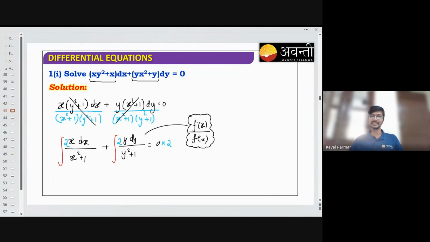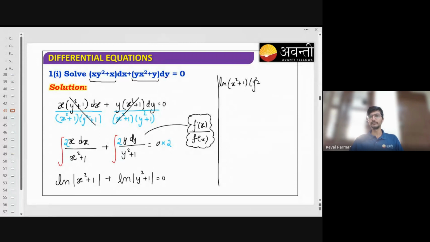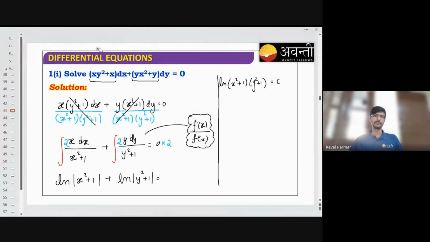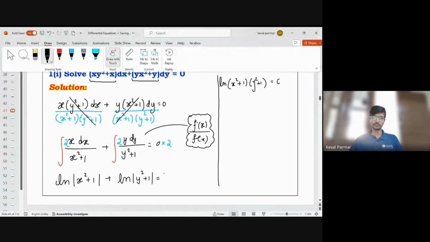So what is my answer to this? My answer is log of x square plus 1, log of f of x, plus log of y square plus 1 is equal to 0. So if I use the property of log, I'll get ln of x square plus 1 into y square plus 1 is equal to c. We forgot the constant of integration, right? We must write is equal to c.